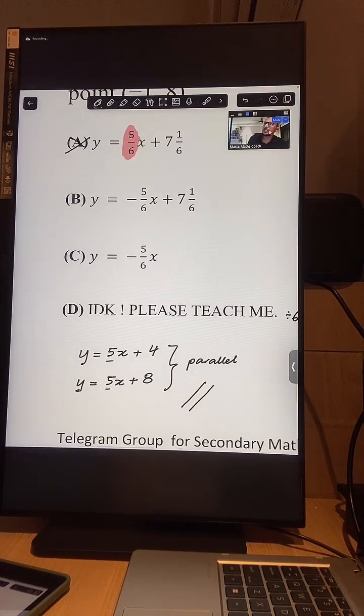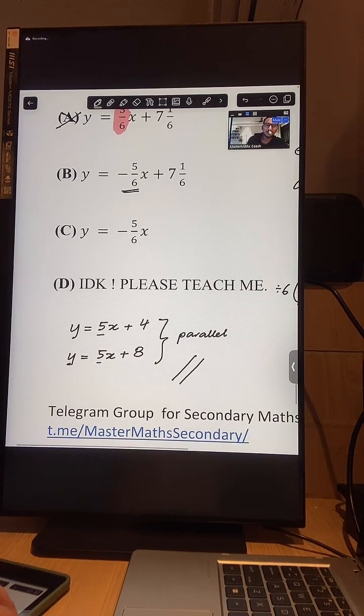B is y equals to negative 5 over 6x plus 7 and 1 over 6. This one can. Because why? The gradient is negative 5 over 6. We are looking for lines where the gradient is negative 5 over 6. But look at C. C is also the same. The gradient is also negative 5 over 6.